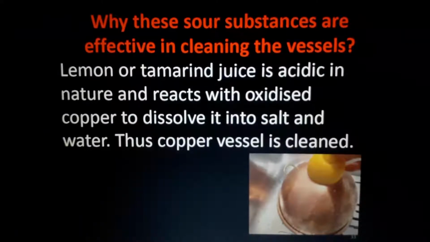Anyway, in your home there will be lemon. If we rub with lemon, what will happen? The copper vessel will glow. Understand? It will glow once again. What is happening there? The citric acid present in this lemon reacts with that coated copper oxide, and it changes that copper oxide into salt and water.